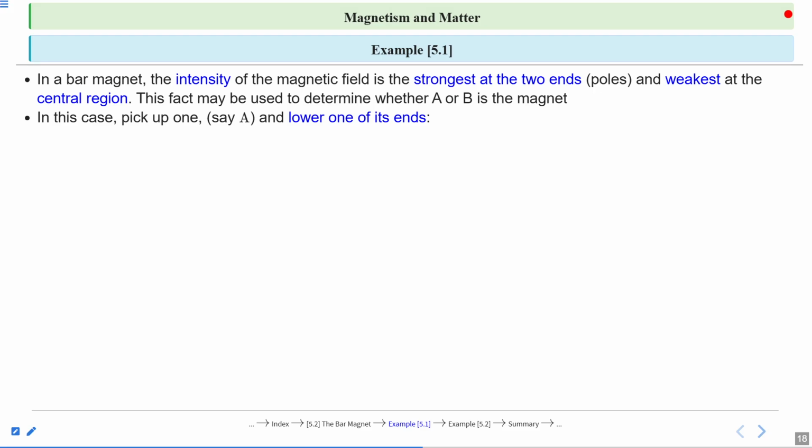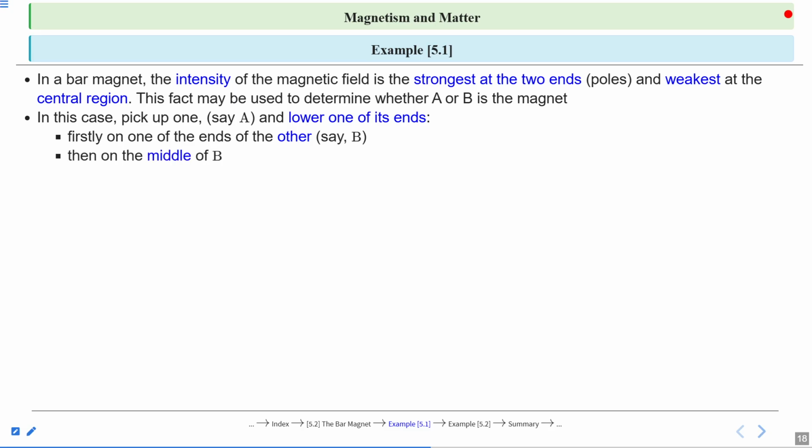Say A means we have picked up the A bar. Firstly, we are bringing one end of the A bar near one of the ends of the other, that is B. We are bringing one end of the A bar near the end of the other bar B.